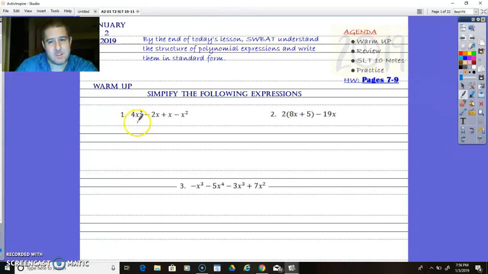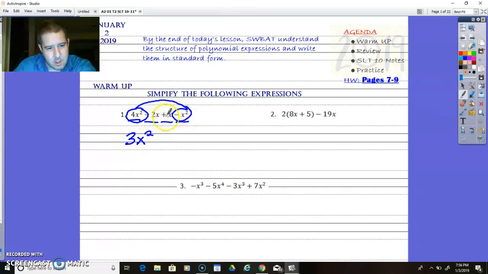polynomial. Remember, polynomial means many terms. In this case, we have 1, 2, 3, 4 different terms. And you can only combine like terms, which means that they have to have the same variable and they have to have the same exponent. So these two can be combined because they both have x squared. So this term is 4x squared. This is minus 1x squared. 4 minus 1 makes 3x squared.